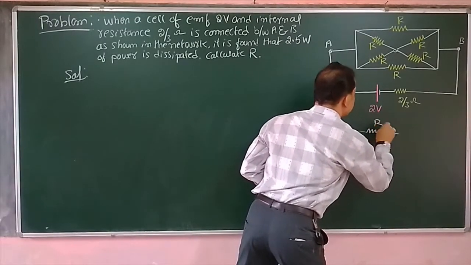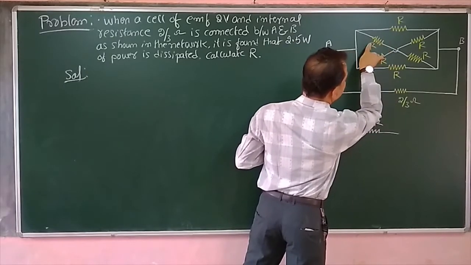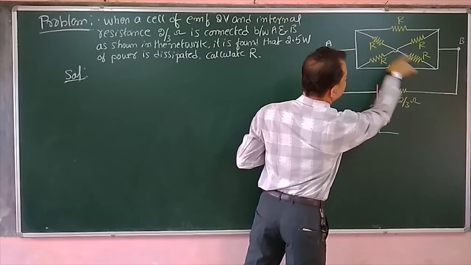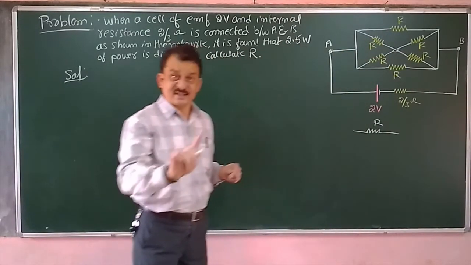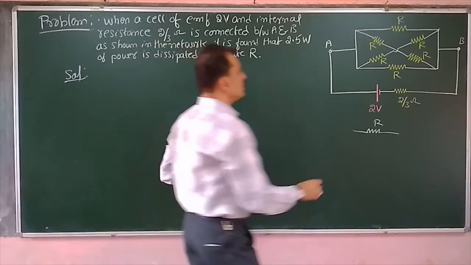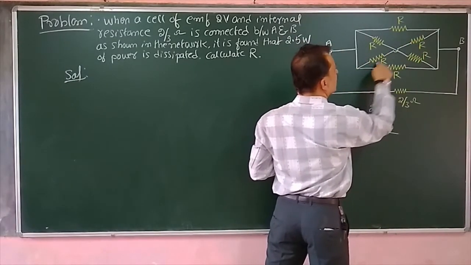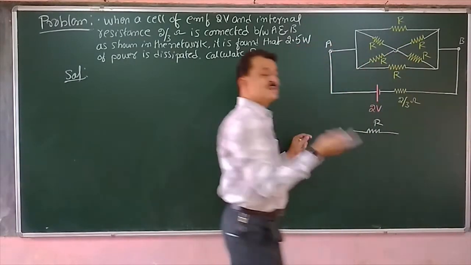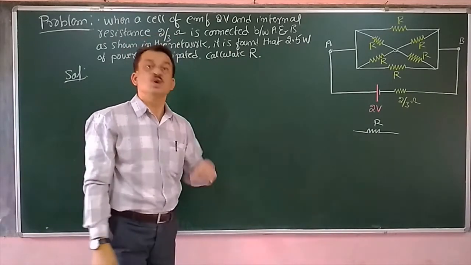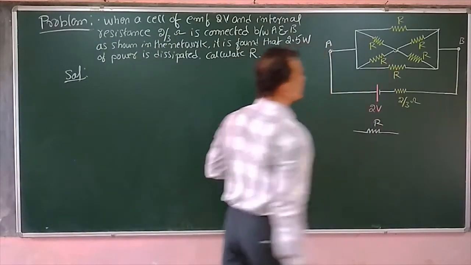Now this is R. Now I will take the diagonal here. Here one resistor and another resistor, those two resistors are in series. And here the another diagonal, here R and this R, these two are in series. Their equivalent becomes 2R. Clear? And we have the fourth resistor.